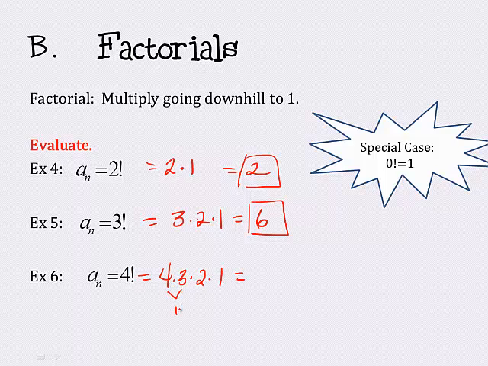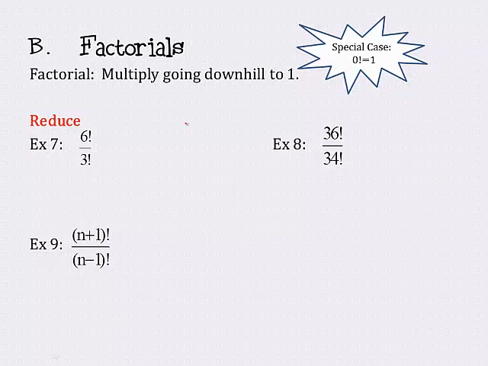4 times 3 is 12, times 2 is 24, times 1 is 24. So hopefully you get the hang of it. Now, there's a special case that if you ever see 0 factorial, that just means it's equal to 1. It doesn't equal 0 like you think it would. It always equals 1.